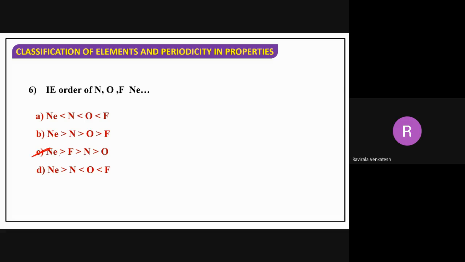Last one. Nitrogen, oxygen, fluorine, neon. Left to right, what happens to ionization potential? It increases. Neon has the most, and the least should be nitrogen. But among these two, oxygen is lesser than nitrogen because of half filled configuration.